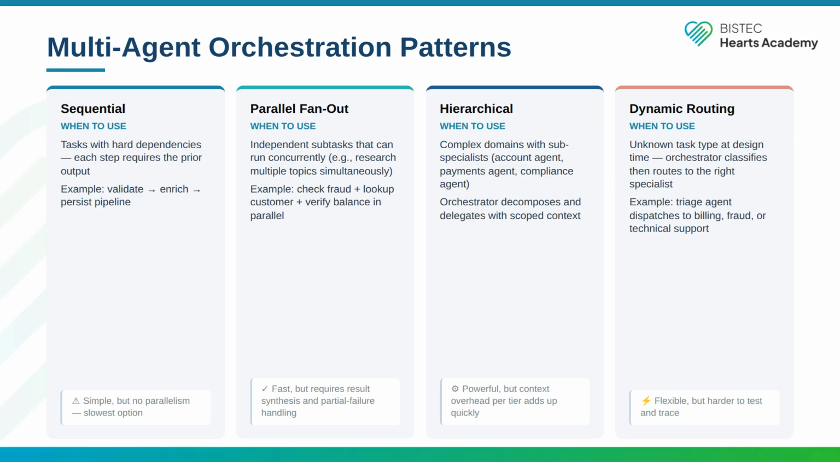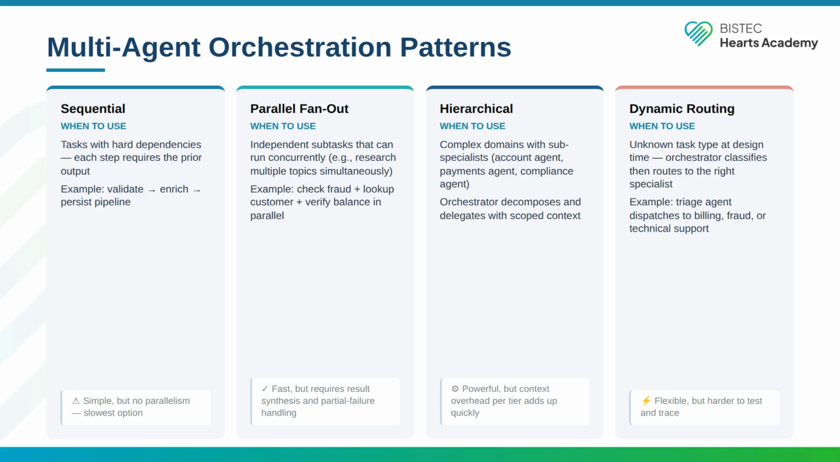Use it for pipelines where each step depends on the previous output. For example, validate an incoming document, enrich it with external data, then persist it to the database. Sequential is straightforward to implement and easy to debug, but it offers no parallelism, making it the slowest option.